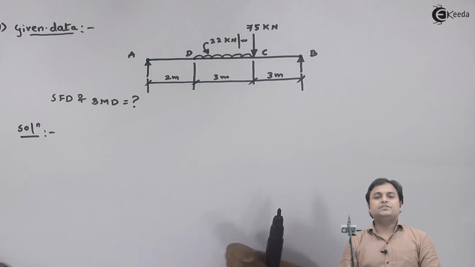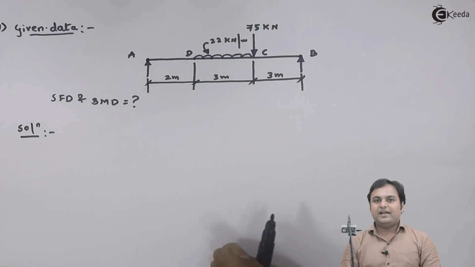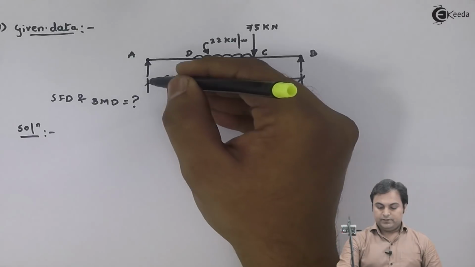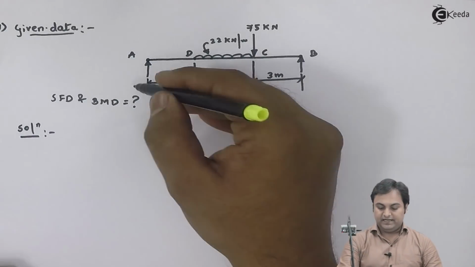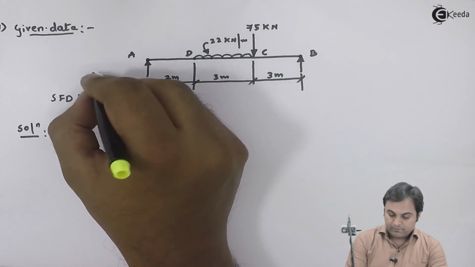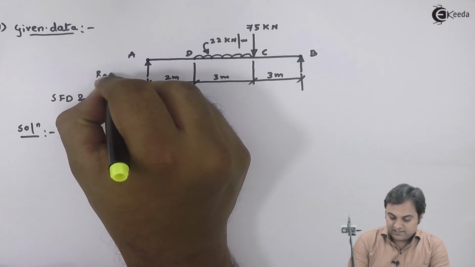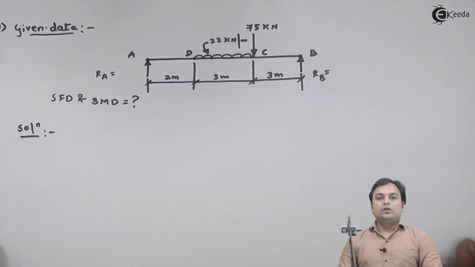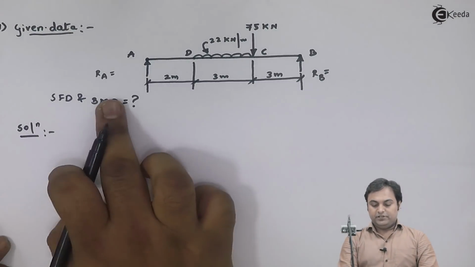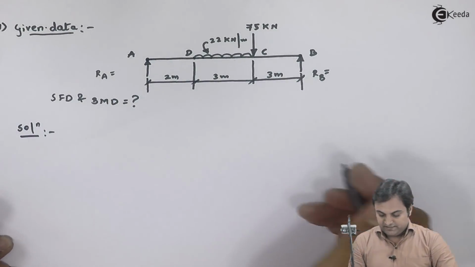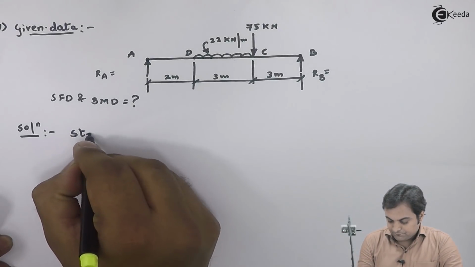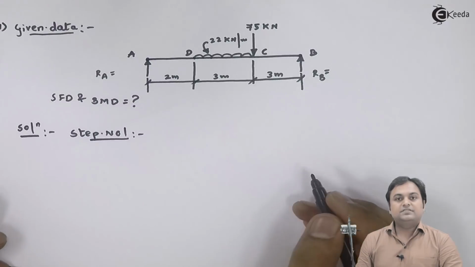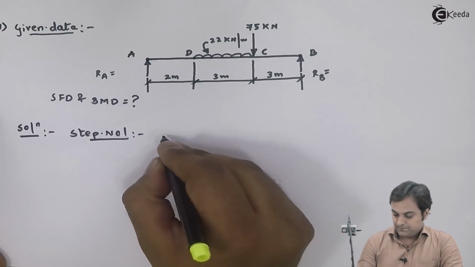Here the first part is we have to calculate the support reactions. As we see, this is a simply supported beam, so there would be reactions at end A and at end B. At A I'll call the reaction RA, at B the reaction is RB. So first we need to calculate values of RA and RB. I'll say that step number 1 is calculation of support reactions.